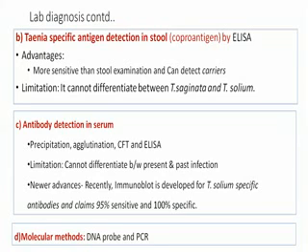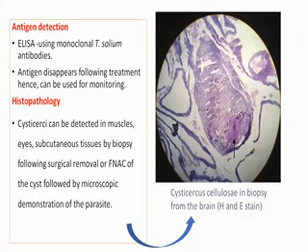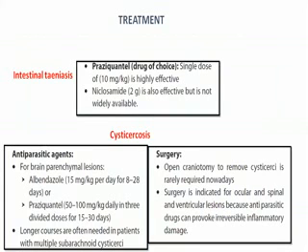And next, after identification, what is the treatment? For intestinal teniasis, praziquantel is the main drug of choice. Here we use 10 milligrams per kg body weight. This is highly effective. If it is not suitable for the patient, then we can go for niclosamide, which is also equally effective as praziquantel.